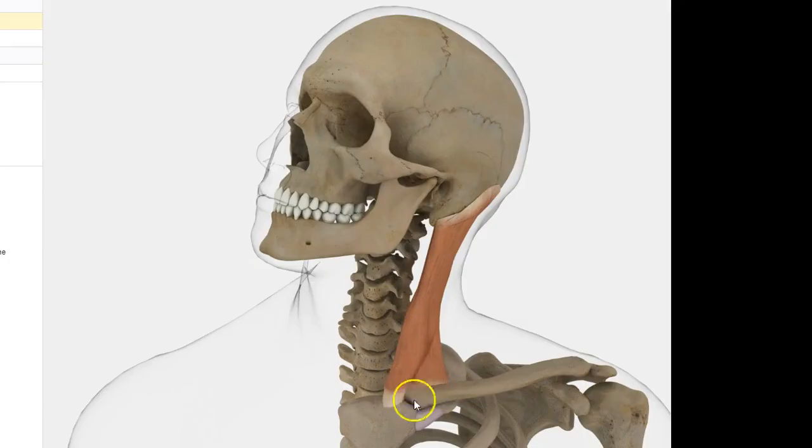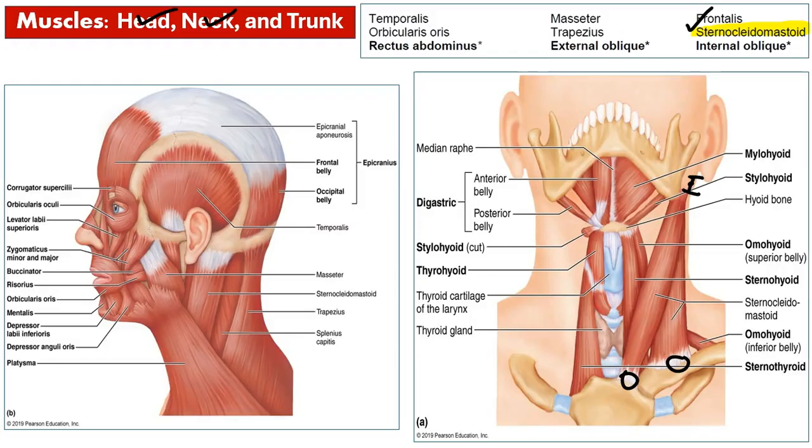Now, it's not 100% on the neck. We also know that it's going to have an origin point on the sternum and the medial clavicle. But yes, we're saying that it's going to help our neck move. So just remember that location. You can also think of it by function.